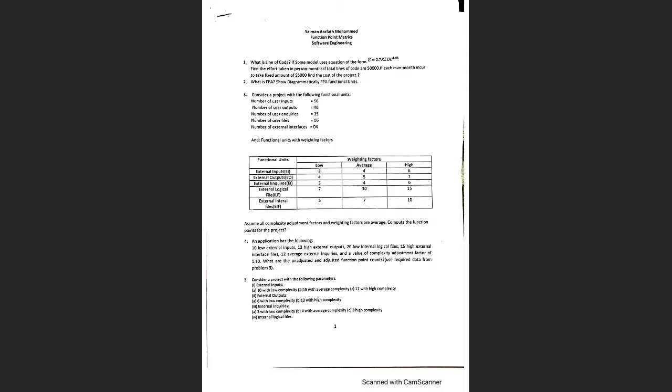Today in this session, I will be taking a sheet called function point. So today's sheet will be function point metric. In this sheet, we have a total of 5 problems. This is problem 1, 2, 3. Problem 4 and 5 is continued. This is problem 5. In this session, I will be solving all these 5 problems on the function point.